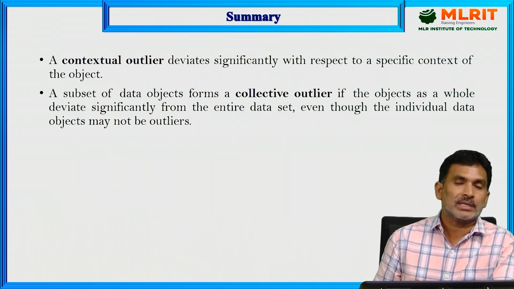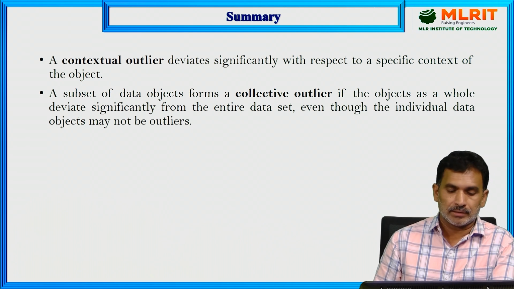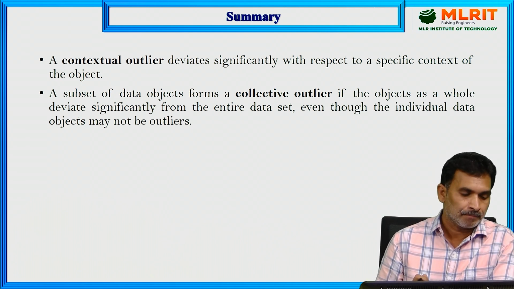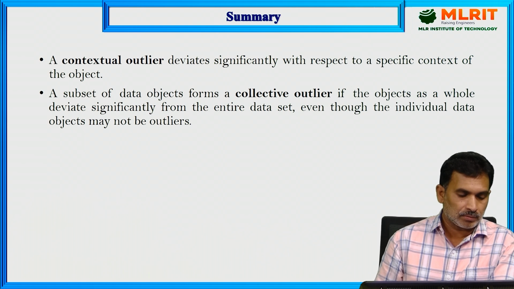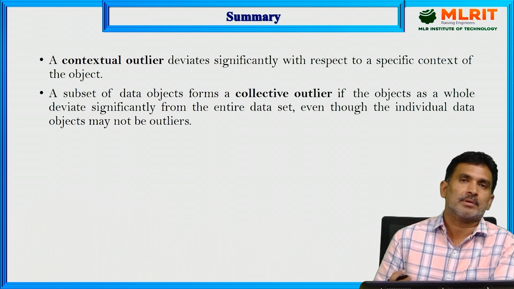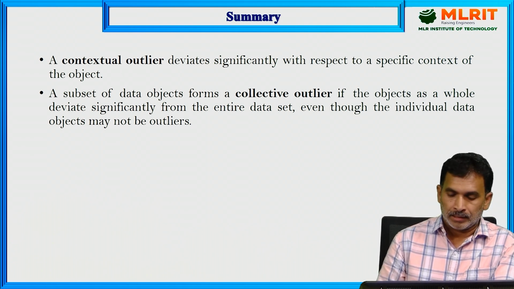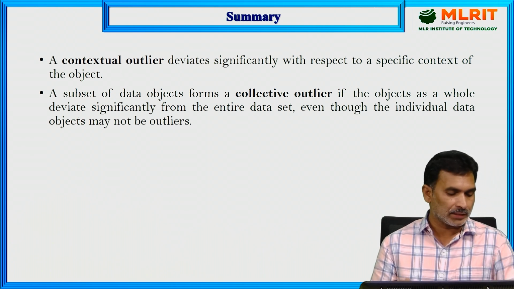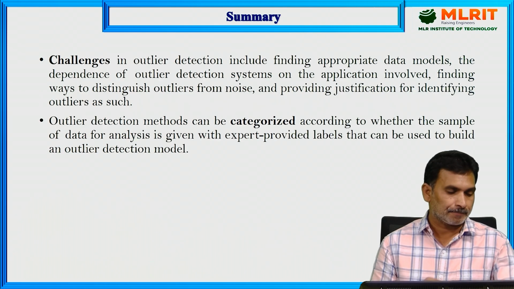Contextual outliers deviate significantly with respect to the specific context of the object. A subset of the data objects forms a collective outlier if the objects as a whole deviate significantly from the entire data set, even though the individual data objects may not be outliers.